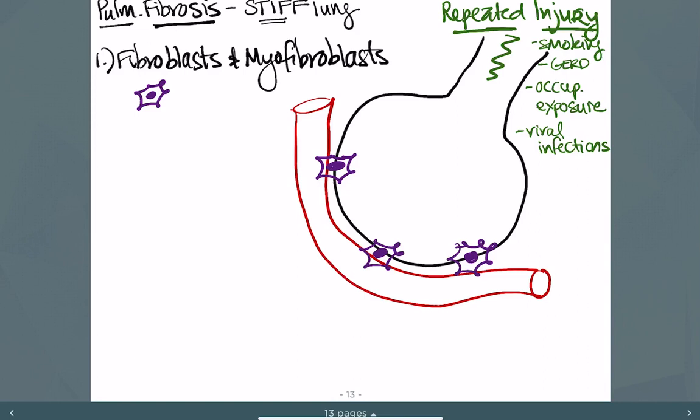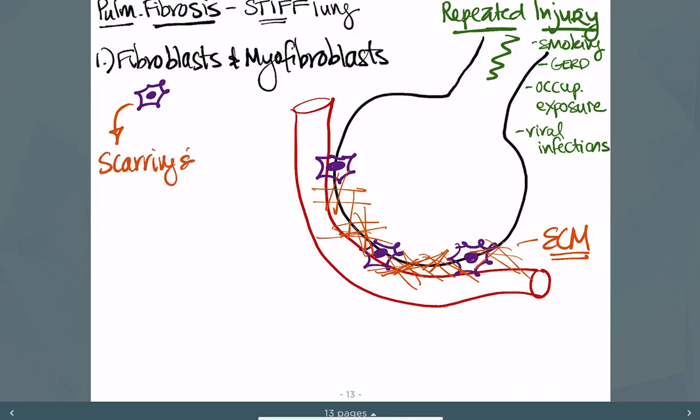These cells show up, and what do they do? They lay collagen. They spew extracellular matrix. So they start laying down collagen, extracellular matrix, thinking we have to heal. So this orange is all of our extracellular matrix being laid down. So the fibroblasts and myofibroblasts cause scarring and destruction. As they are laid down in response to this exposure of some irritant, let's put it that way.